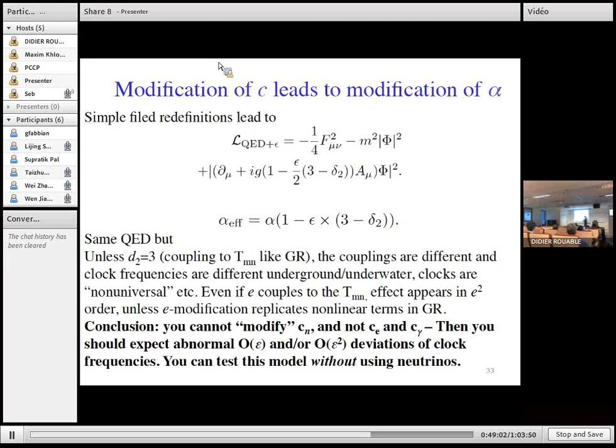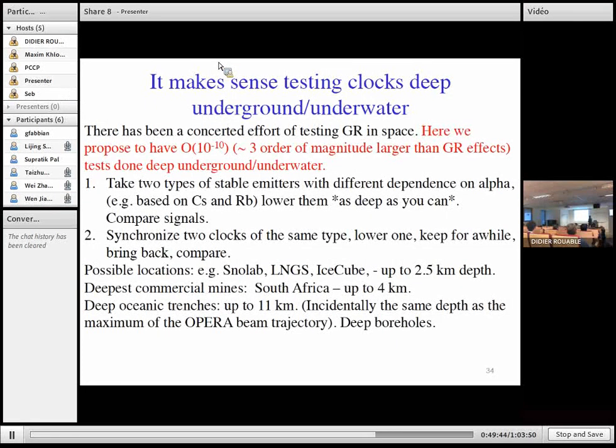So the proposal is like this. You cannot modify C of neutrinos and not C of electrons or C of gammas, so you should expect abnormal modifications of couplings, and that is of clocks. If you take two clocks in GR whose frequency ratio is fixed, you can bring them everywhere in space and the frequency ratio will stay the same, but in this theory it will not. You can test this model without using neutrinos, possibly, and for that one could entertain experiments where you would compare well-developed, very precise clocks by lowering them as deep as you can.